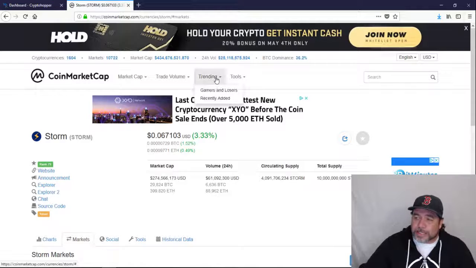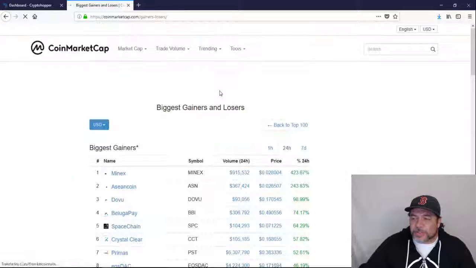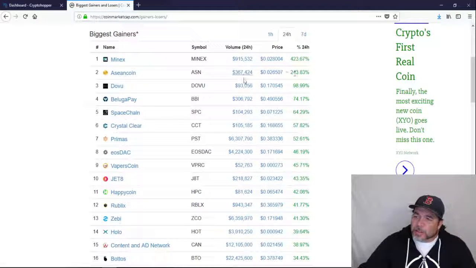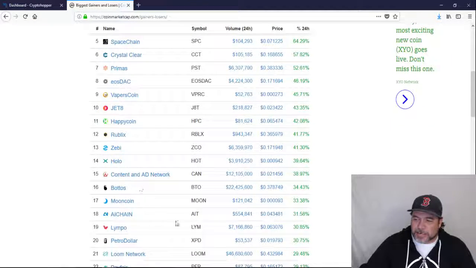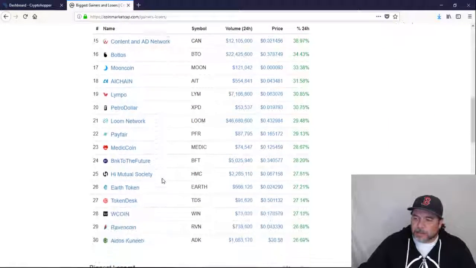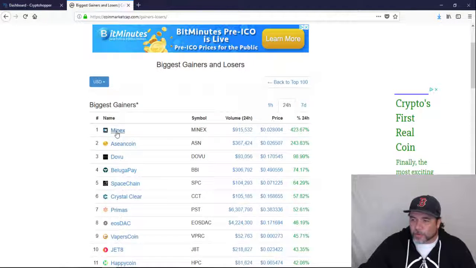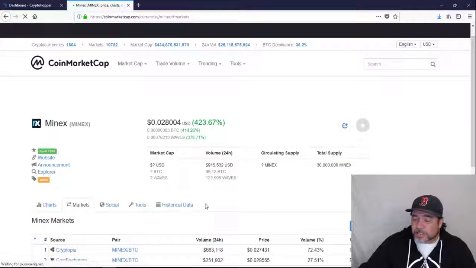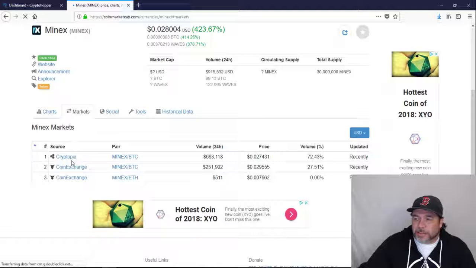Another nice tool is trending. It'll give you the gainers and losers. So your biggest gainers are right here. Now most of these coins aren't located on any major exchanges. Looking at it today, the number one coin is Minex. Let's see which exchange it's on. Markets, it's a Cryptopia coin. Cryptopia and Coinage is where it's at. So its total volume has only been two-thirds of $1 million.